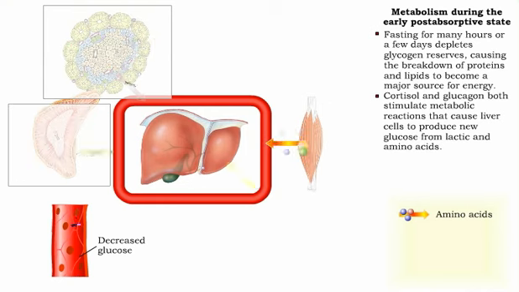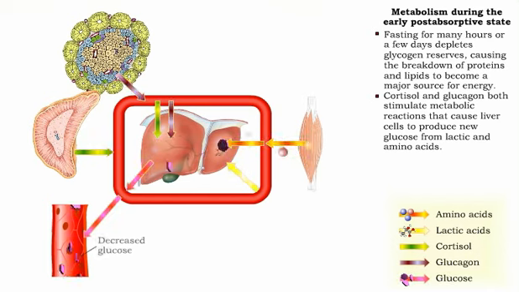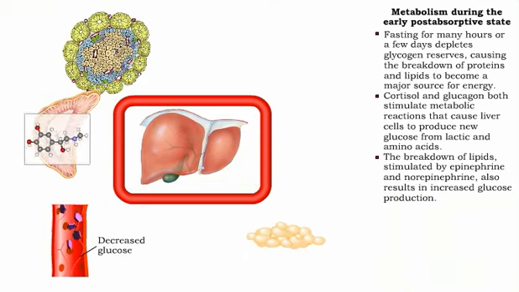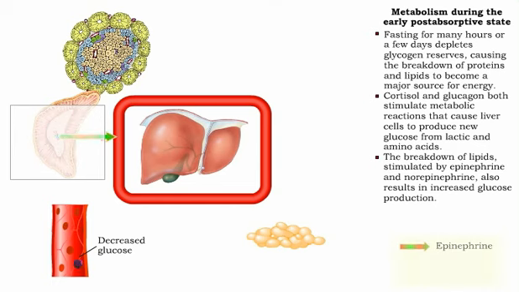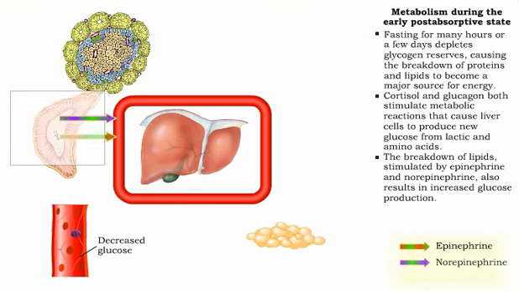Cortisol and glucagon both stimulate metabolic reactions that cause liver cells to produce new glucose from lactic and amino acids. The breakdown of lipids, stimulated by epinephrine and norepinephrine, also results in increased glucose production.